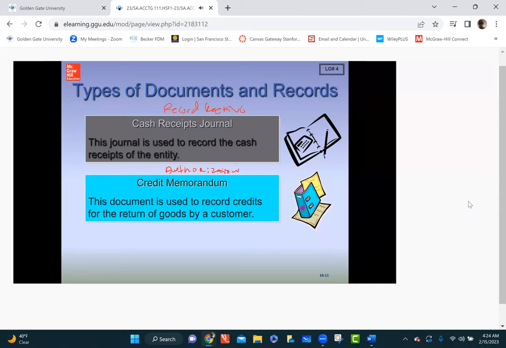That's hard to write. We'll want to have authorization for what? For a credit memo. A credit memo says that the goods were returned. And the reason they call it a credit memo is because when we make the sale, we'll do what? We'll debit accounts receivable and credit sales.